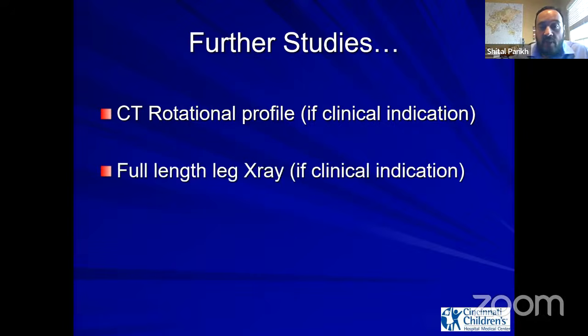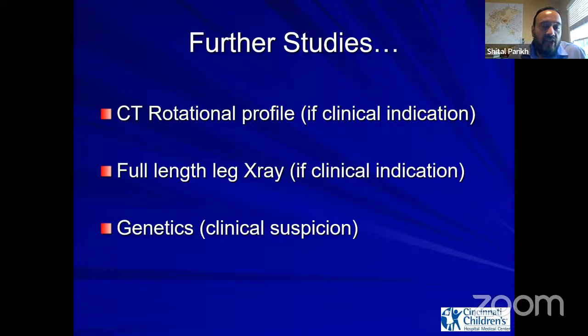The other things that we frequently get are full-length x-rays. Now, we are part of a bigger research group, and so all our patients with instability do get a full-length x-ray, but you can look at them clinically. If you think that they have genu valgum, then you can confirm it with a full-length x-ray.